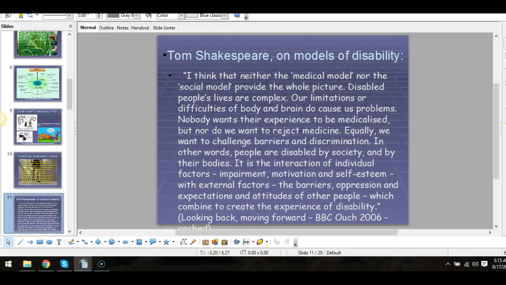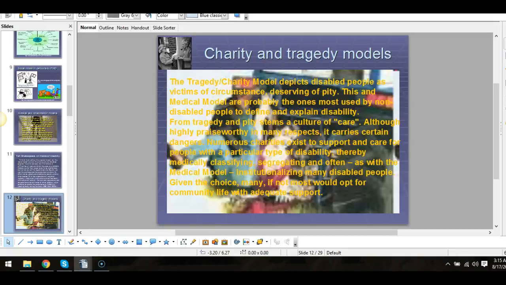It is the interaction of individual factors, impairment, motivation, and self-esteem, with external factors, the barriers, oppression, and expectations and attitudes of other people, which combine to create the experience of disability. The next model we will discuss is the charity and tragedy model. The tragedy and charity models depict disabled people as victims of circumstance deserving of pity. This and the medical model are probably the ones most used by non-disabled people to define and explain disability.